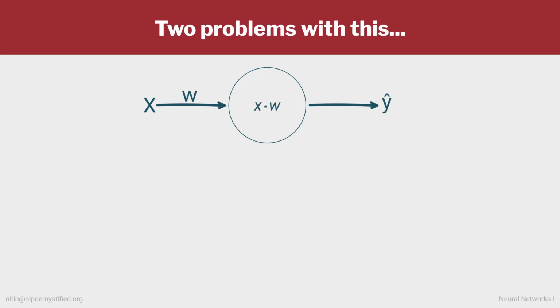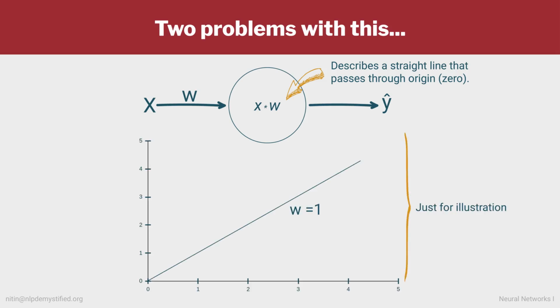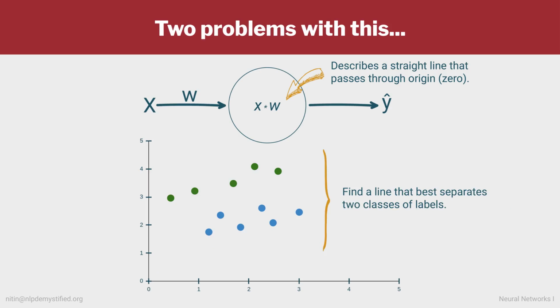For the purpose of neural networks, there are two problems with the current function. First, this function describes a straight line that passes through the origin. So if w is set to 1, then the resulting line looks like this. This graph, by the way, is just for illustration and visualization. Now imagine if we wanted our function to learn a w value that best separated these two sets of points. This would be a binary classification task, and y hat in this case could be either 0 for green or 1 for blue. We'll talk about neural networks for binary classification later in the video.